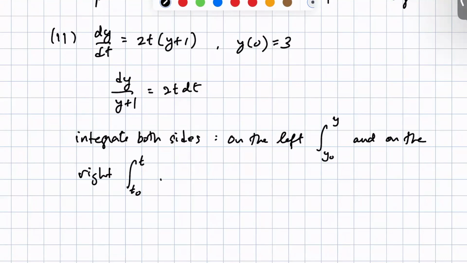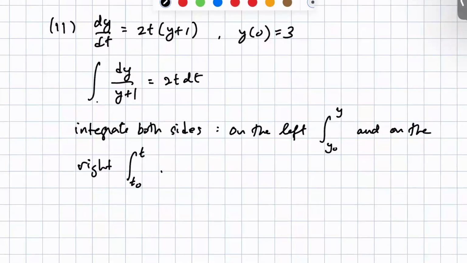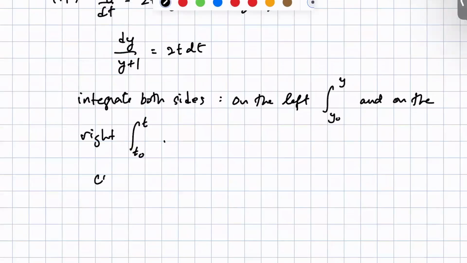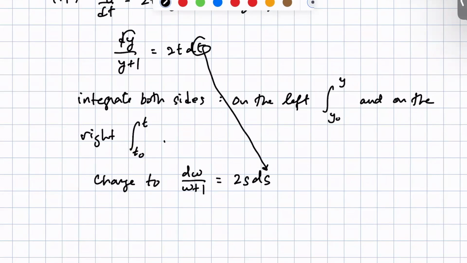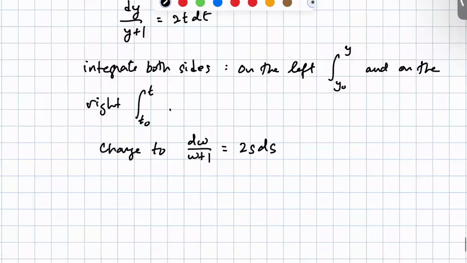Now, one thing that you have to be careful about is, suppose we integrate this from y0 to y. I don't want a y here and a y here. I want to change the variable for the integrand. So what I want to do first is change the equation to say dw over w plus 1 is equal to 2s ds. In other words, I'm changing t to s, and I'm changing y to w. And now I'm going to integrate.